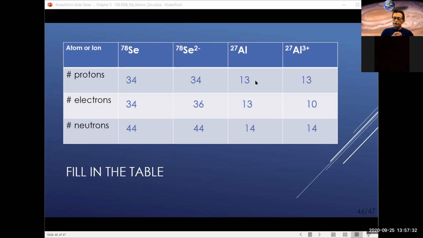The thing that differs is the number of electrons. Selenium went from 34 to 36, hence you got a -2 net charge. And aluminum went from 13 as an element to 10 when it lost those 3 valence electrons, resulting in a net positive charge.